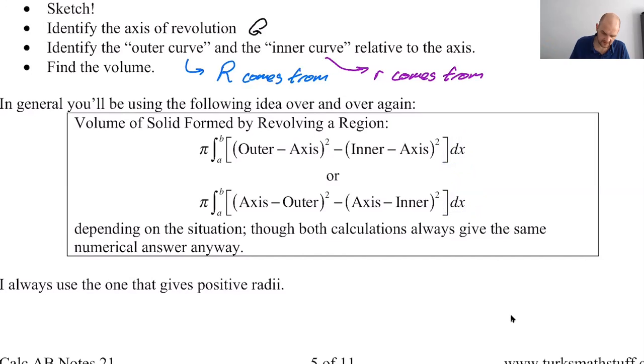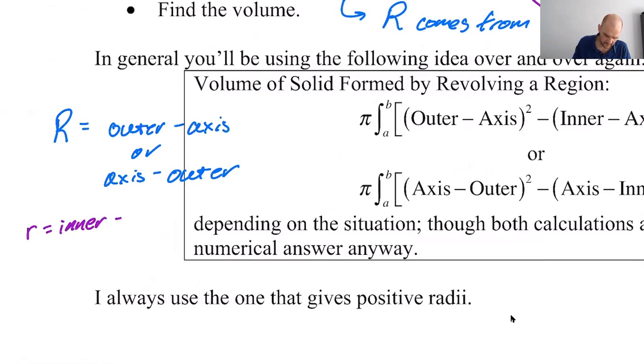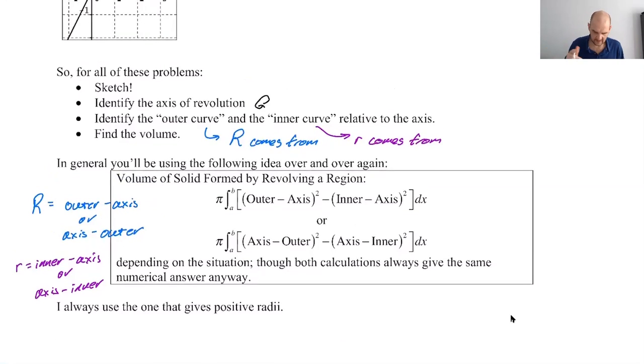So in some ways, we could say that big R is going to be outer minus axis or axis minus outer, depending on which one's positive. And we can say that little r is going to be inner minus axis or axis minus inner, depending on which one gives you a positive. So you want a positive radius, but it doesn't make a difference which one you actually do numerically, because when you square it, you get the same thing, right? 3 squared versus -3 squared, they're both 9. It doesn't make a difference. All right, that's the generalization.